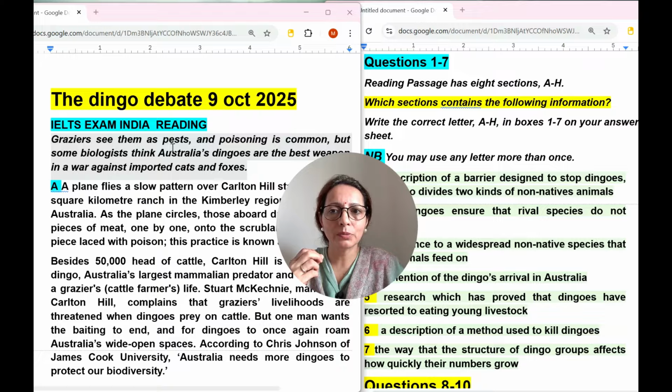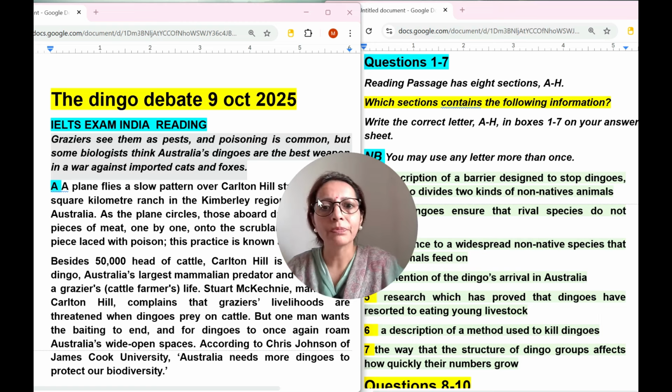Graziers see them as pests. Poisoning is common, but some biologists think Australia's dingoes are the best weapon in a war against cats and foxes. It means they are going to talk about some animal. So graziers, you must be knowing who they are: people who take their cows or horses or sheep and other livestock to eat grass and all. So it means relating to farmers, relating to animals kind of thing. Okay.